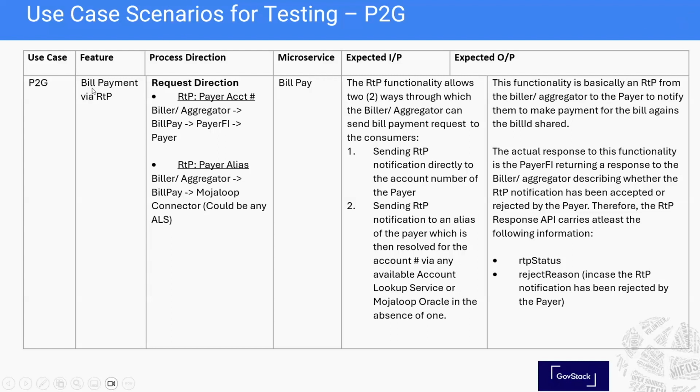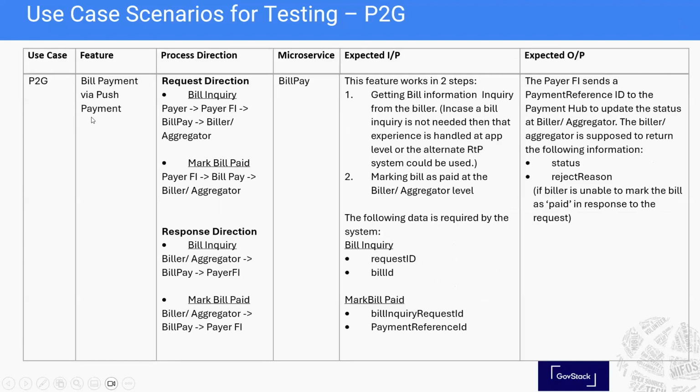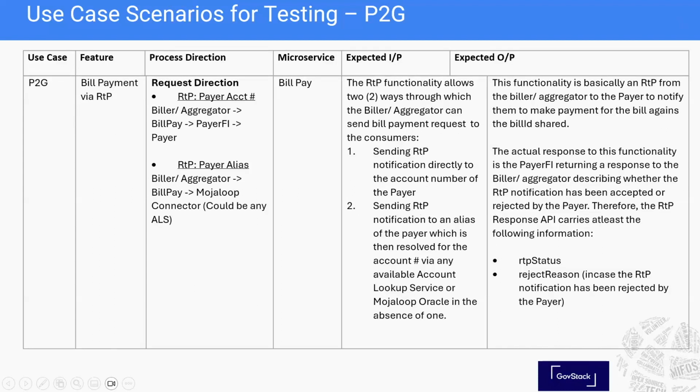So quickly to go through this, this is now in this scenario, as opposed to the one above. In the above scenario, through the push payment, the request was initiated through the payer FSP. In this scenario, the request is initiated by the billers or the aggregators themselves. So the biller aggregators have to be first again onboarded to the bill pay service, and they should be allowed to utilize this feature as well.